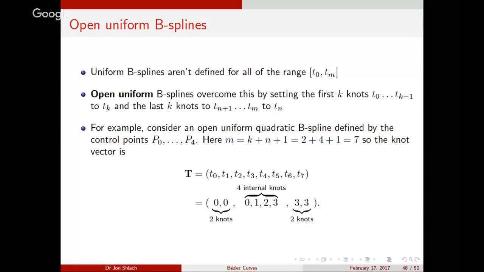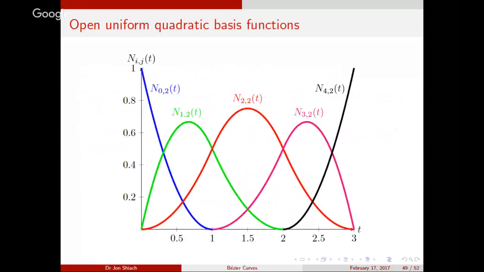Depending on the degree of your B-spline will depend on how many knots you have to pad. That's all you do. The first 2 knots are the same as that knot, and the last 2 knots are the same as that knot. If you do the calculations of basis functions based on that, there's lots of fairly tedious algebra. It's in the appendix if you really want to look at it. This is what you get.